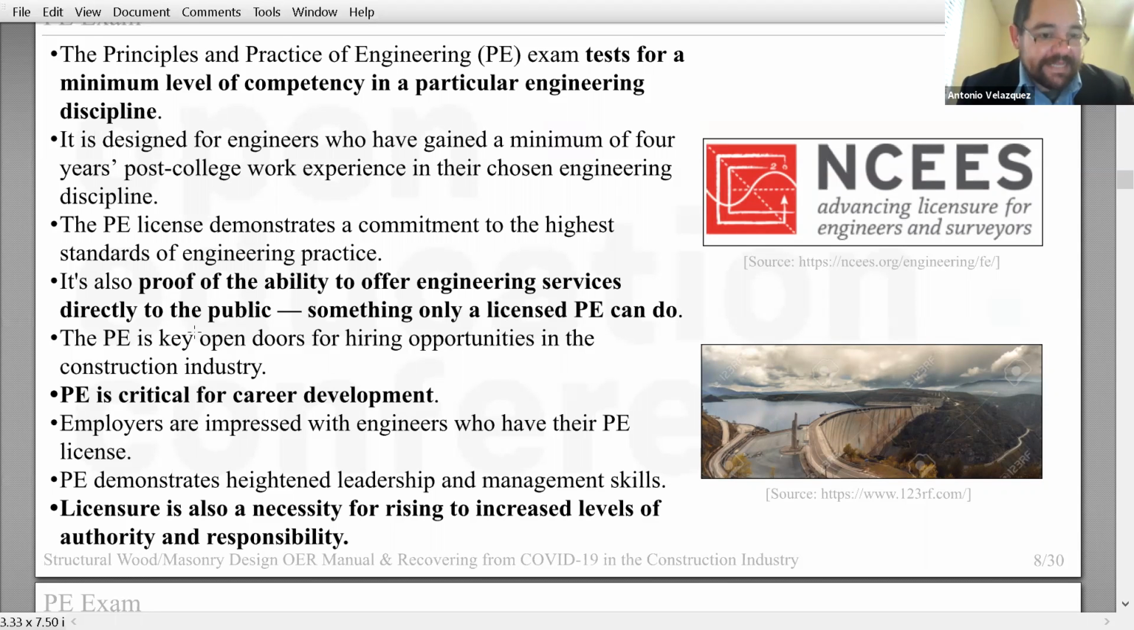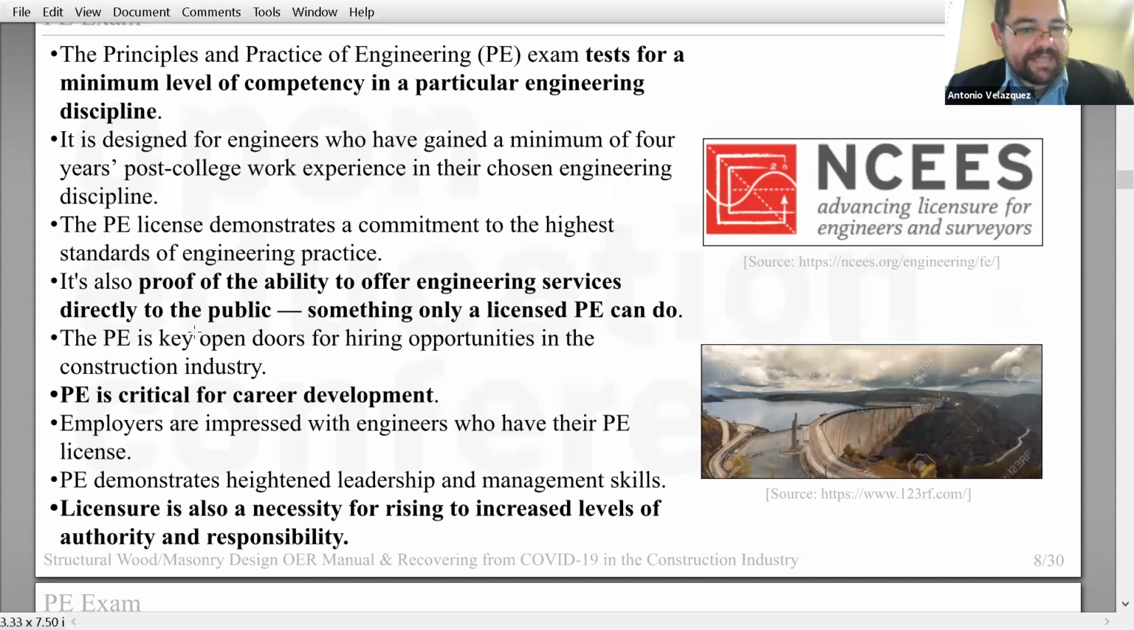The idea is critical for career development. Whoever has a PE, a professional engineering license, can get a quite nice job, very well paid, and can pursue high-level positions, director positions, supervisor positions quite easily. So it's a very good investment for engineers that want to continue their professional education and their professional career.